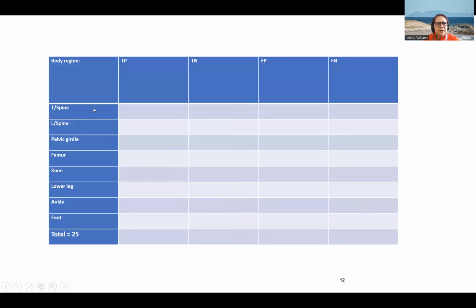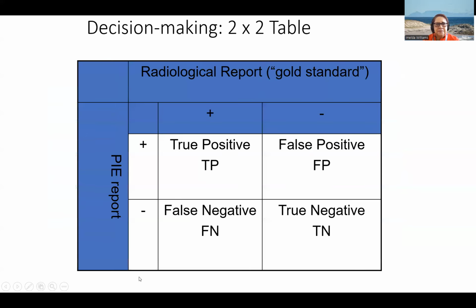So you'll have your thoracic spine, lumbar spine, pelvic region, all the body regions, and you will add more rows to that. So remember, if you have got 1 spine case, if you add this row up, it must only be equal to 1. And for each of the other 25 cases, all across should be equal to 1. And then when you've got your 25 cases, when you add this row up, it should be equal to 25 as well. This is called a decision-making 2x2 table.